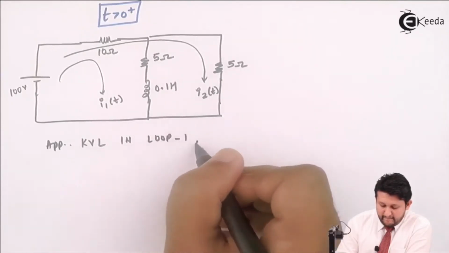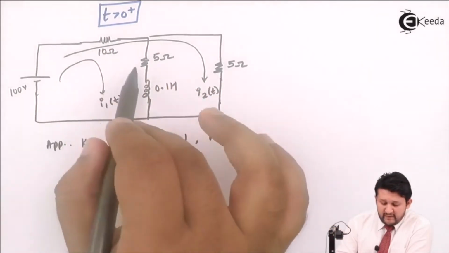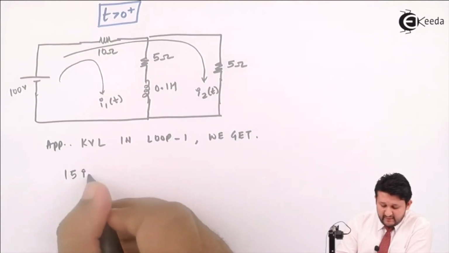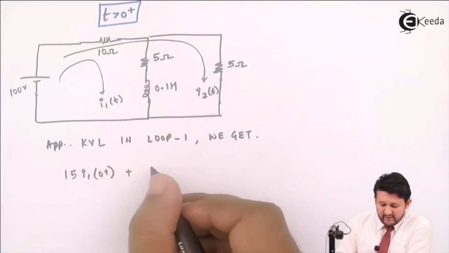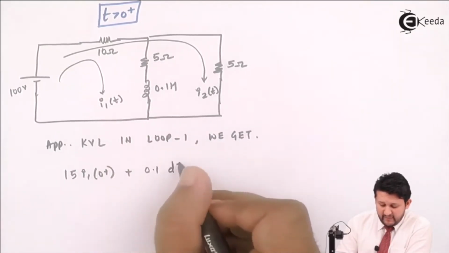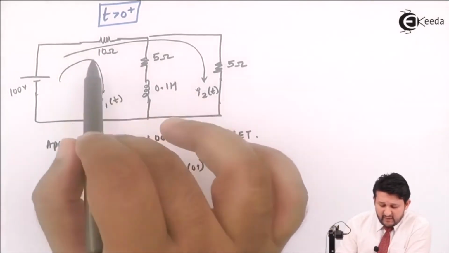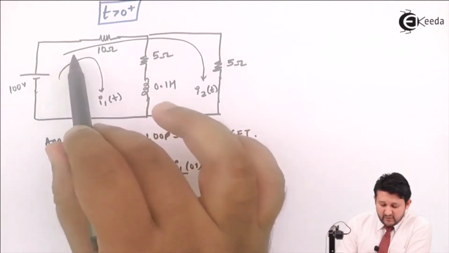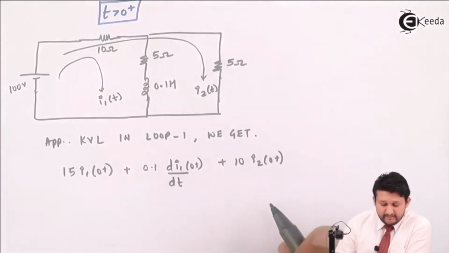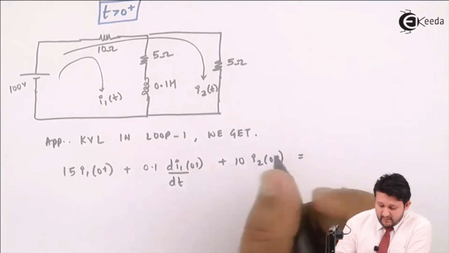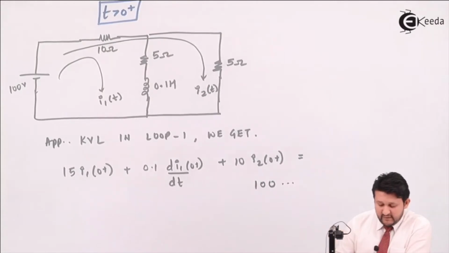KVL in loop 1. If I apply KVL in loop 1, add both the resistances. So I get 15 I1 of 0 plus, and the value of voltage across the inductor will be L di by dt. The value of L is 0.1, so it is 0.1 di1 by dt. If you observe, in the 10 ohms there are 2 currents flowing. One is I1, one is I2. Both are flowing in the same direction, so it will be 10 I2 equal to 100, the current enters into negative, so it will be positive. So it will be equation number 1.